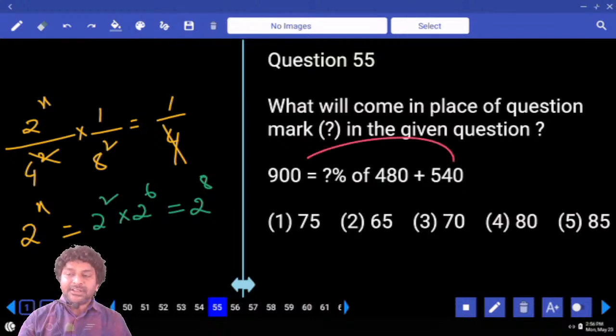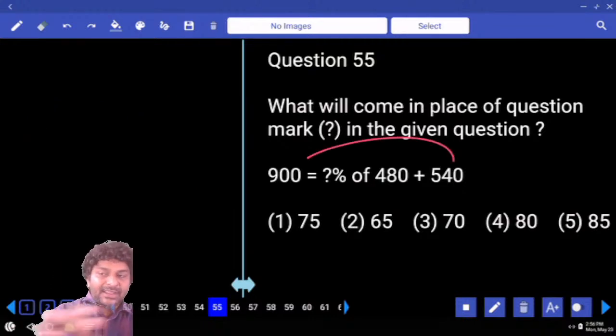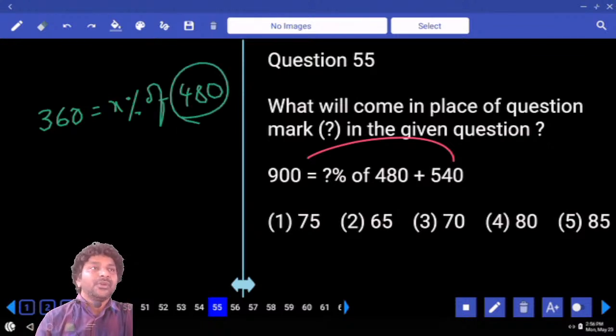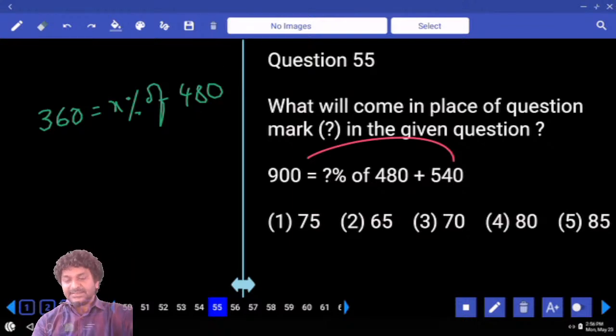Now 540, take that value to left hand side. That becomes 360 only. 360 is what percentage of 480? Correct. What is half of this number? Again half. 240, 120 is 360, right? Half plus half in the sense what percent? 75%.